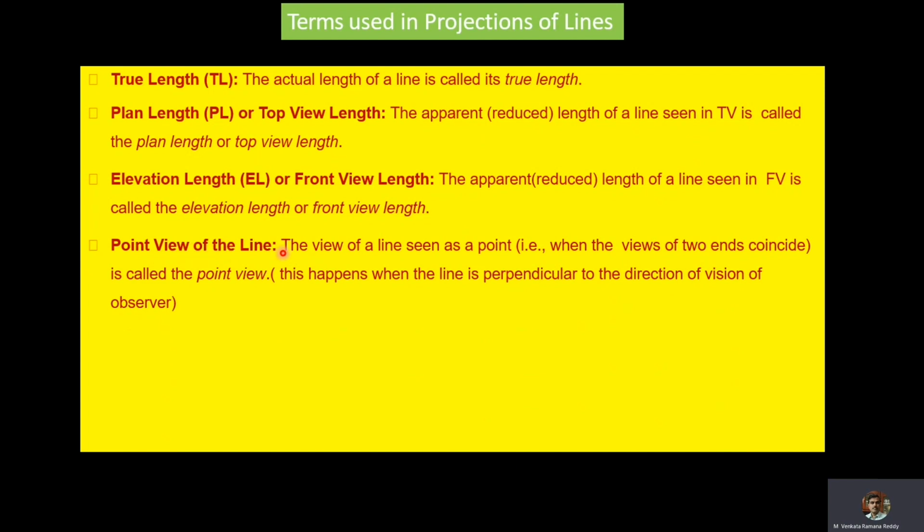Point view of the line. The view of the line seen as a point, that is, when the views of the two ends coincide, is called point view. This happens when the line is perpendicular to the direction of vision of the observer.